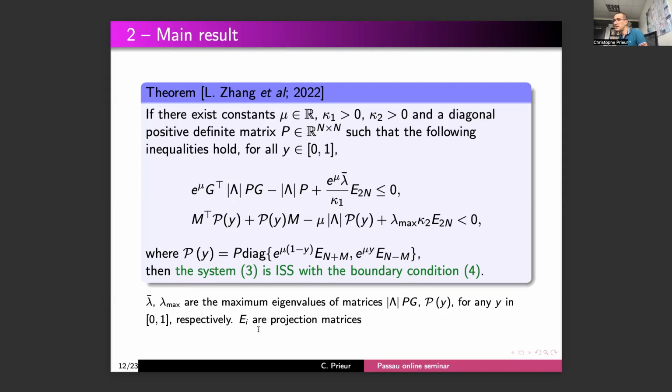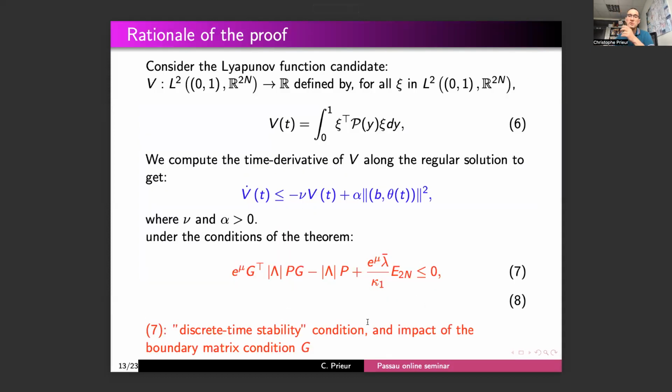Oh, E are the projection matrices. I have written that here. Okay, that's great. So let me comment a few things about that. First, I would like to give you a very basic idea about the proof, and then I will comment on the statement, to show you how to check it. The proof is nothing magical, very classical.